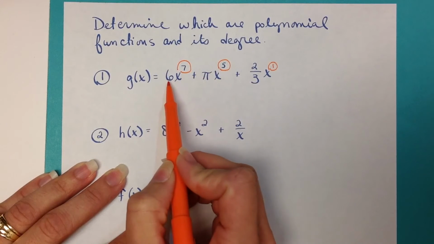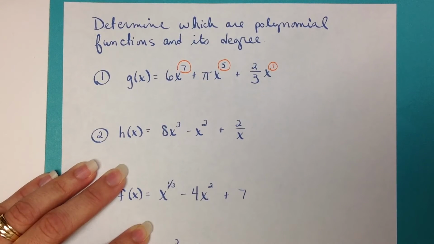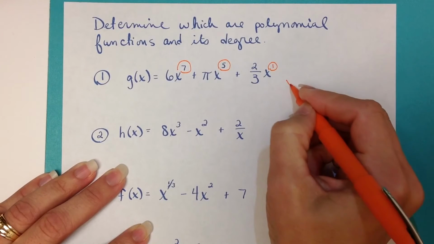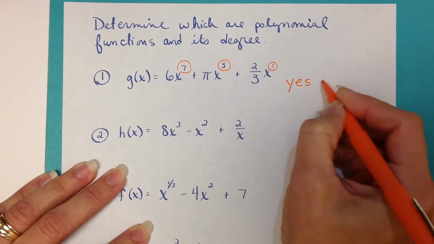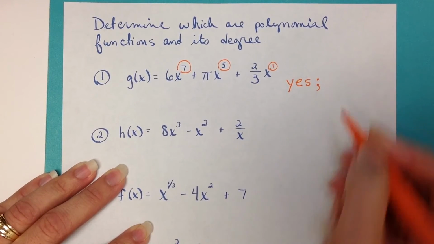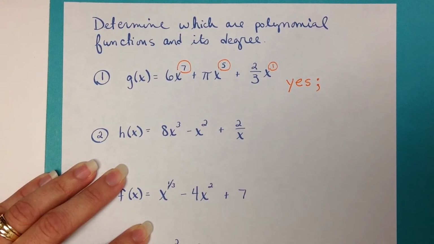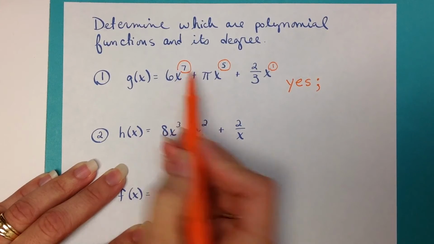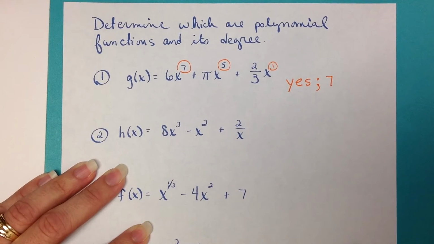Doesn't matter about the coefficient. The coefficients can be any real number. So you would say that yes, this is a polynomial function. And as I showed you just a few minutes ago on that previous slide, the degree is referred to as n, but n is just your largest exponent. So in this case, my degree is 7.